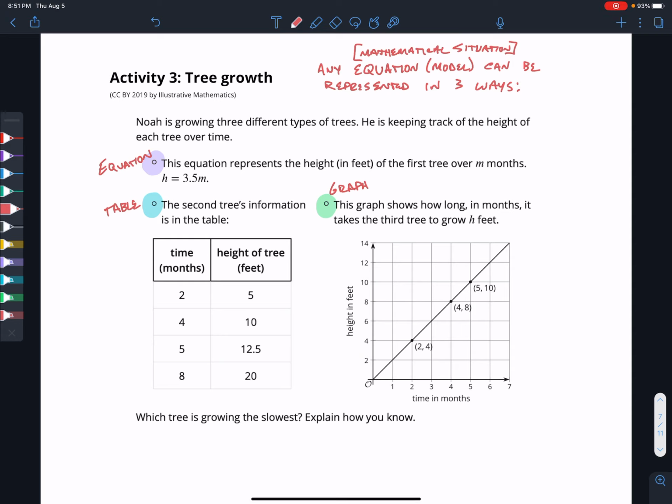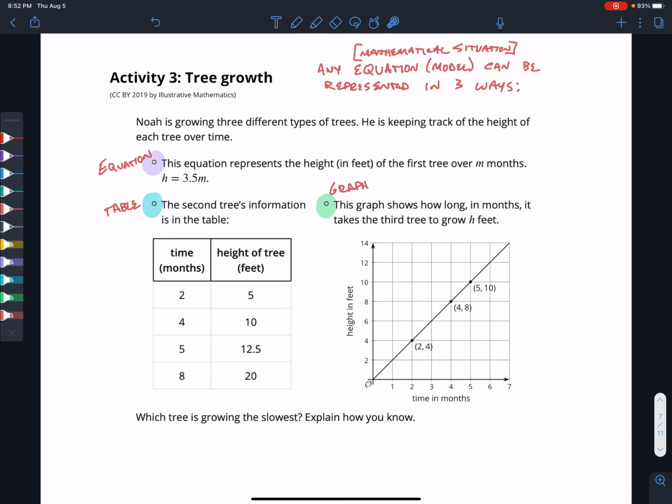So if we want to compare these things, really what we need to do is get them all to the same form. So we can either create 3 different equations, we could create 3 different tables to see which one's going faster, or we could graph all 3 of them onto the same graph. And just because I've got the means to do the graphing, I think I'm going to do the graph first, because here we've got a nice line.